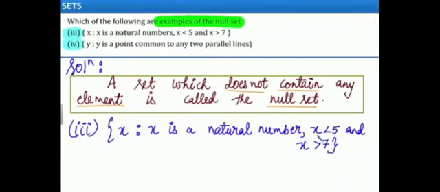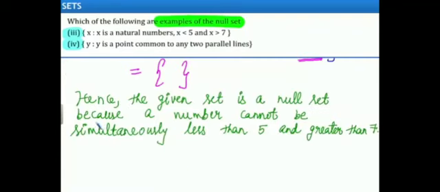X, where x is a natural number, x less than 5 and x greater than 7. So here this is the set builder form, but your answer is obviously a null set because there is no natural number less than 5 and greater than 7. Hence the given set is a null set. A number cannot be simultaneously less than 5 and greater than 7.